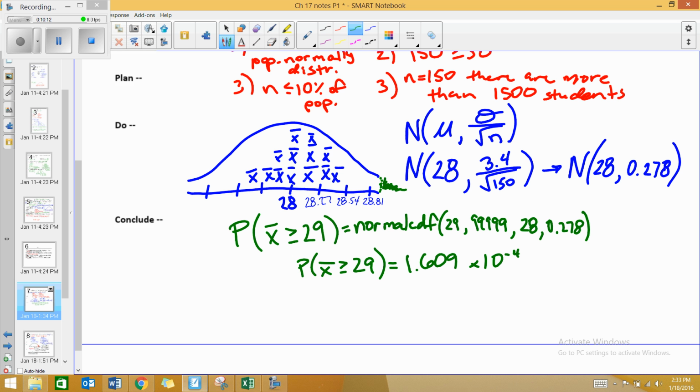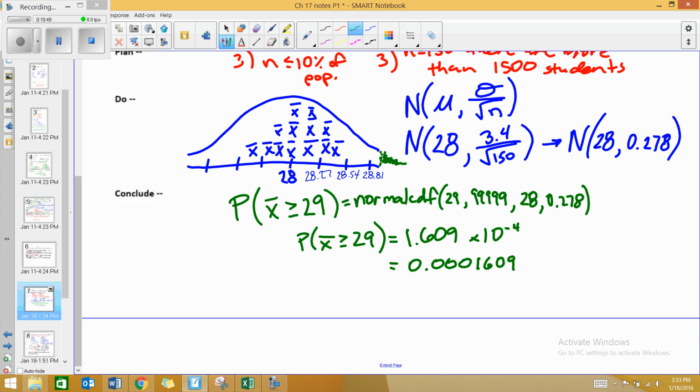So what that 10 to the negative fourth power is telling us, it's saying that that decimal needs to be moved 4 places. So if you don't really like the way that looks right now, we can write 0.0001609. So very, very unlikely that I find 150 students whose combined average is above 29.